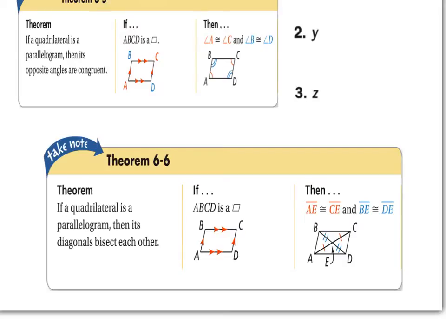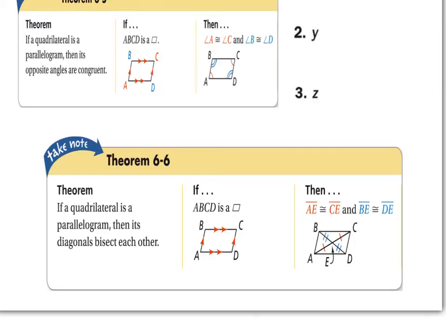This is section 6.2, part 2. In section 6.1 we talked about some characteristics of parallelograms, and what characteristics you have if you have a parallelogram. We've got one more characteristic to discuss, at the very bottom of page 2, where it says if a quadrilateral is a parallelogram, then its diagonals bisect each other.